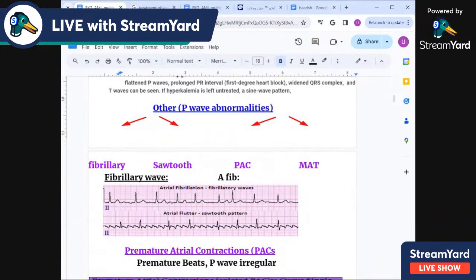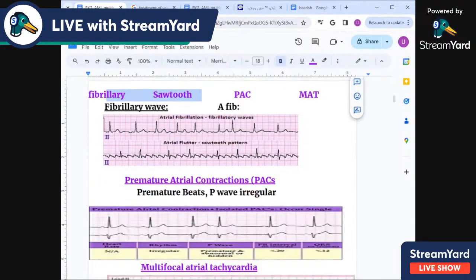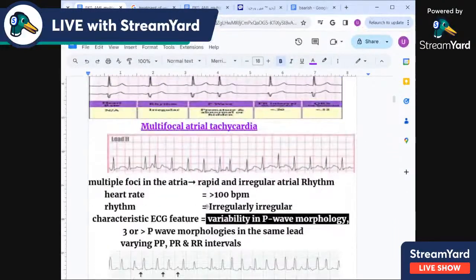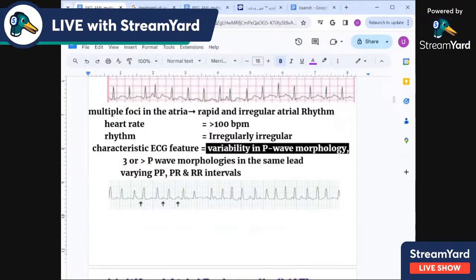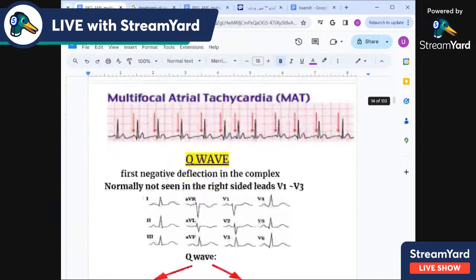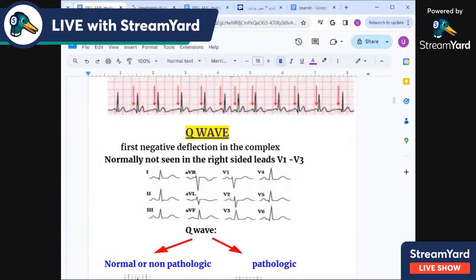And in the other P wave abnormalities, we have fibrillary waves in atrial fibrillation, sawtooth wave, premature atrial contraction, and multifocal atrial tachycardia, where P wave morphology is variable in the same lead. That's the characteristic feature. So that's it for the day, and we'll come to the QRS complexes in the next session.